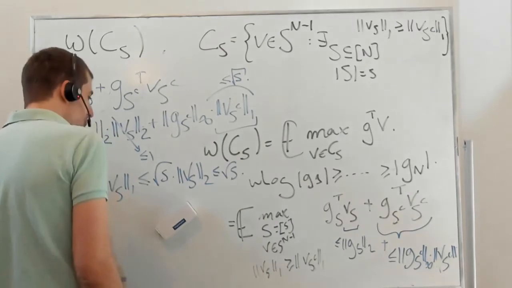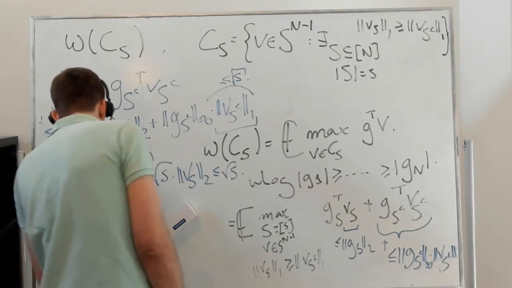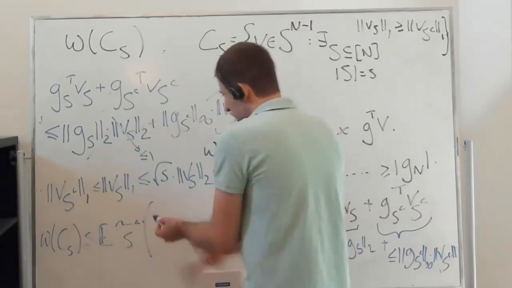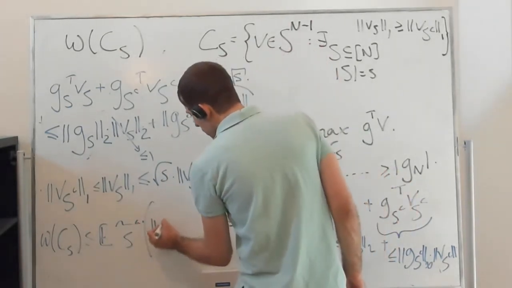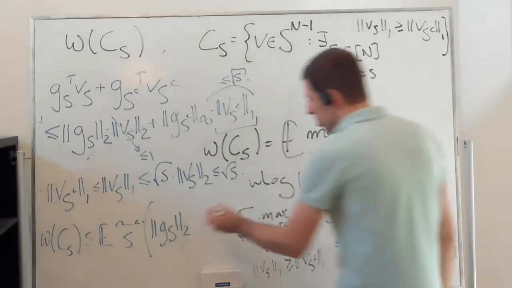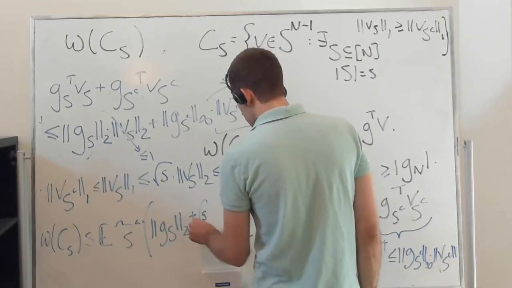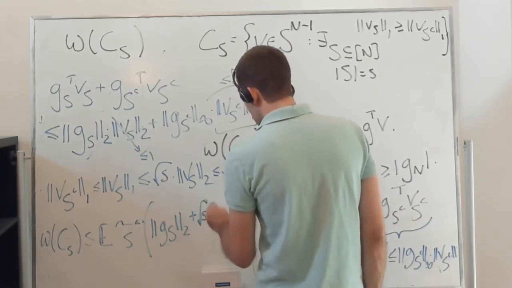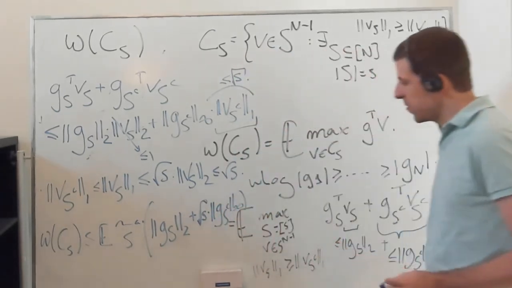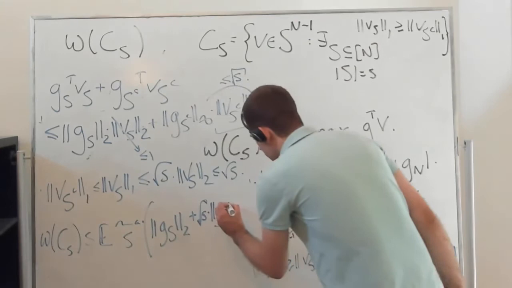So the Gaussian width of C_S is smaller or equal than this expectation, this max over S. And now, we'll just pick the largest entries of G, we get the 2 norm of the biggest S entries plus square root S times the largest entry outside. Maybe let me take this off and not be on top of each other.